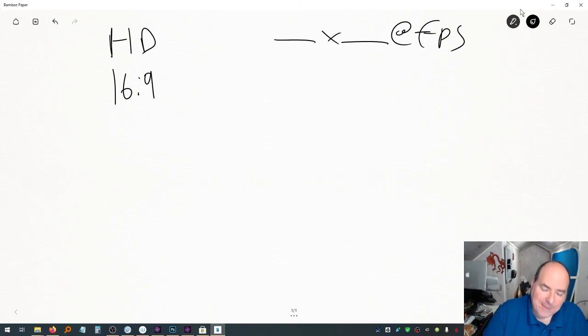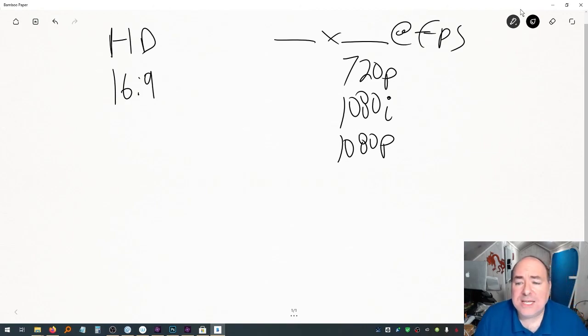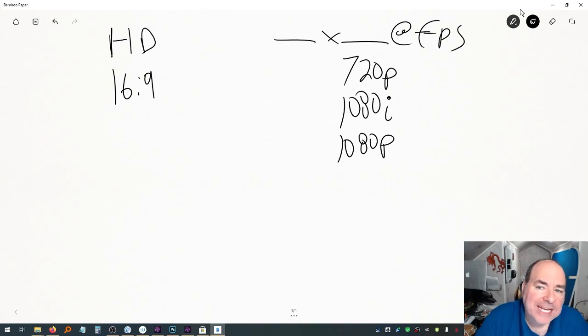And the 3 different types of HD are either 720 progressive lines. Again, the first number is computed from the second number. 1080 interlaced lines, or better yet, 1080 progressive lines. Now, the reason that this is important is that each one of these 3 standards can be called HD.